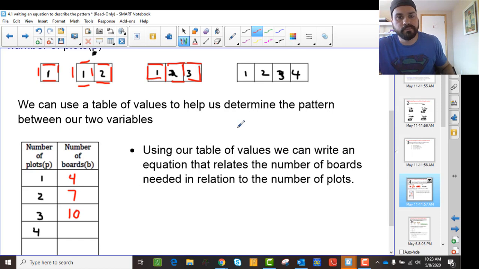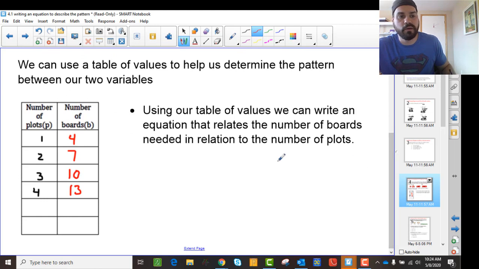And then finally, you can see again, the first plot, second plot, and third plot are the same. So we have these 10 boards here. And then we're adding 1, 2, 3 more. So we're going to have 13. So using our table of values, we should be able to write an equation.